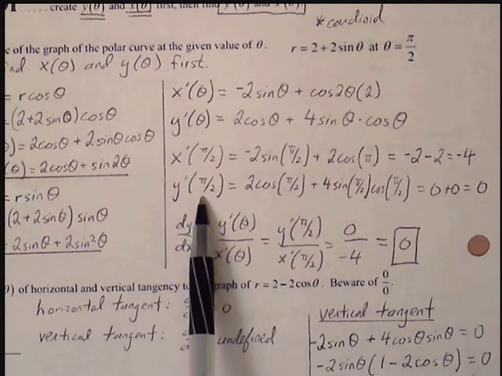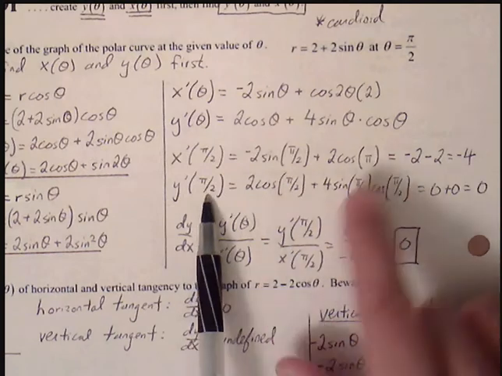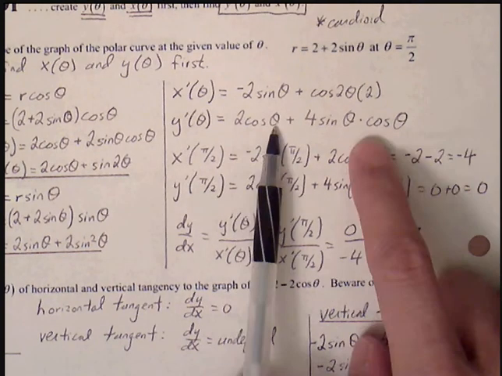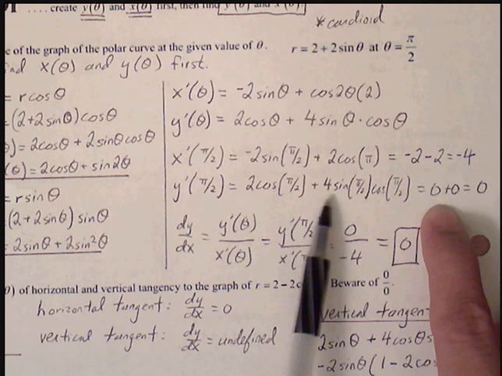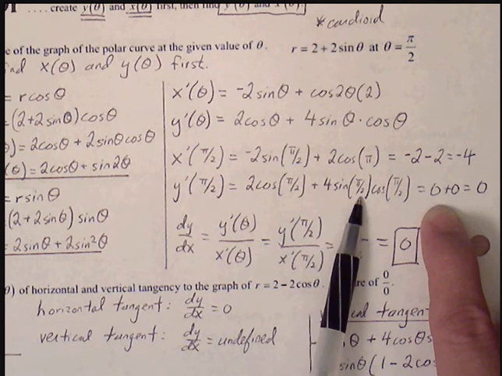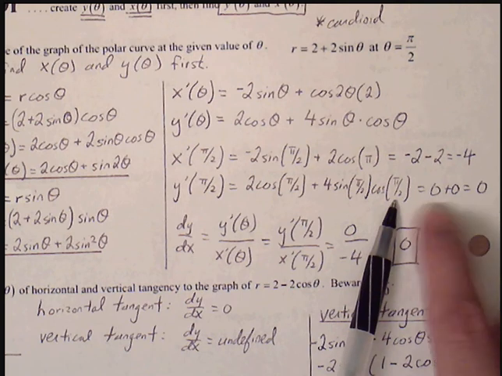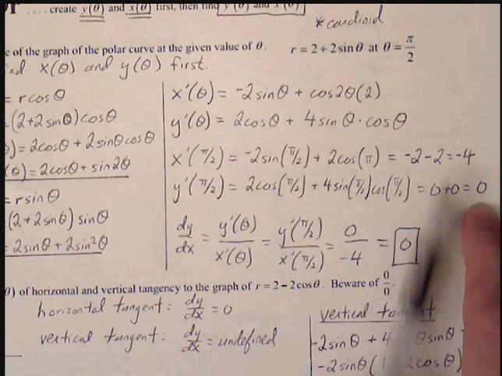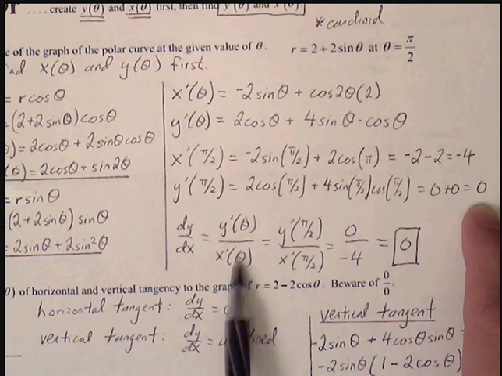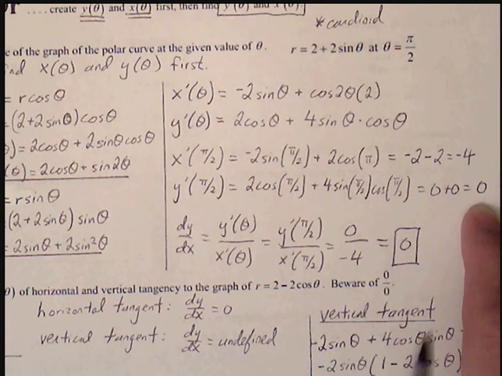Y prime of pi over 2. Plug in pi over 2 for all the thetas, and we get 2 cosine of pi over 2, which is 0. 4 sine of pi over 2, which is 1. Cosine of pi over 2 is 0, so 0 plus 0 is 0. So our dy over dx, our y prime over x prime, will simply be 0 over negative 4, which is 0.